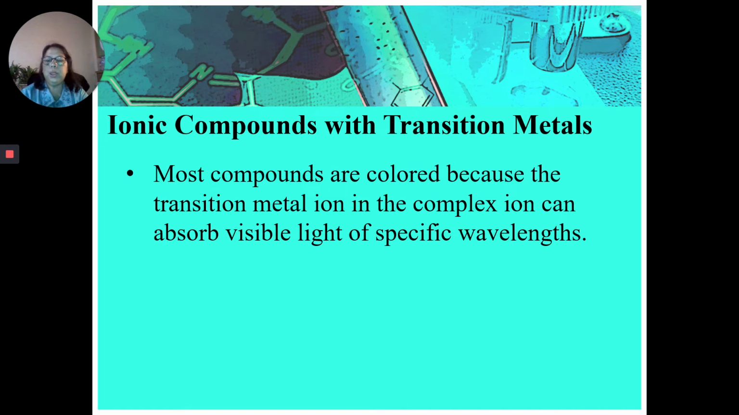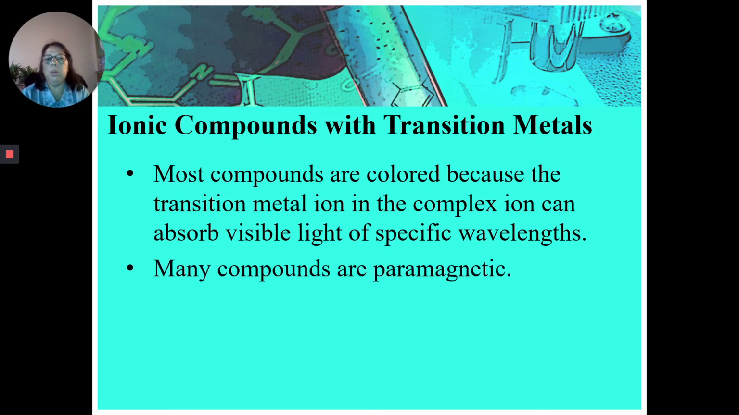Ionic compounds with transition metals are mostly colored because transition metal elements in the complex ion can absorb light. But the kind or type of color depends upon the specific wavelengths. Actually, most of the gemstones that are sold in the market, which are in the form of crystals, but not actually crystals for some metals, the ones that give the color are your transition metals.